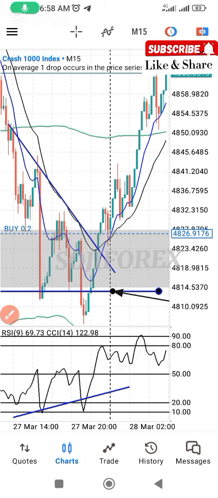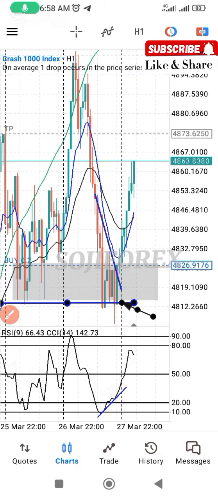So this is how exactly you can take advantage of all of this, and it will take your trading to another level. And I believe you have learned something new.